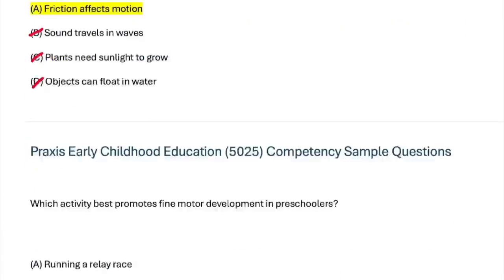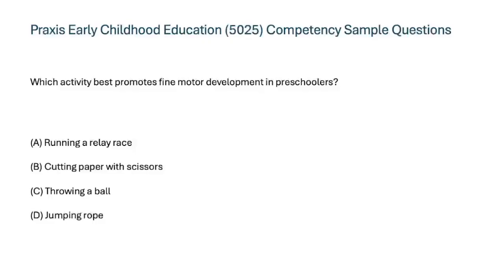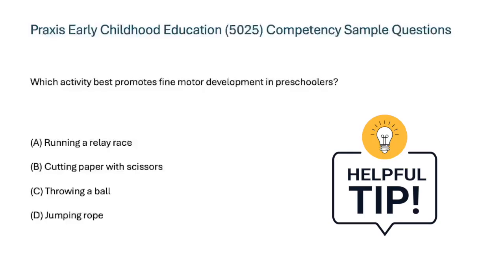Which activity best promotes fine motor development in preschoolers? Would it be A, running a relay race, B, cutting paper with scissors, C, throwing a ball, or D, jumping rope? The study tip here would be to focus on the difference between gross motor skills and fine motor skills, so you can identify which activities support each.